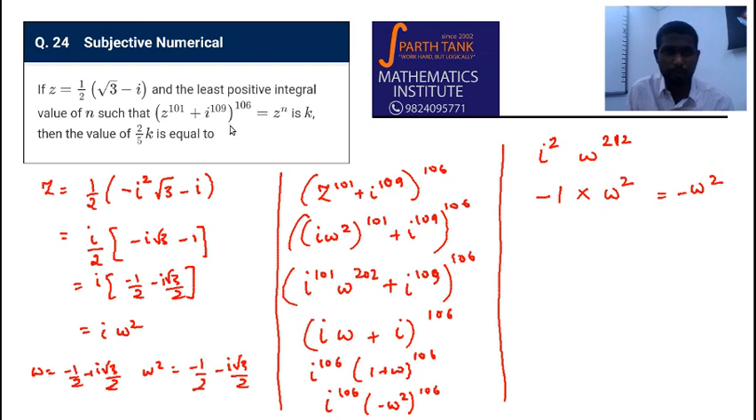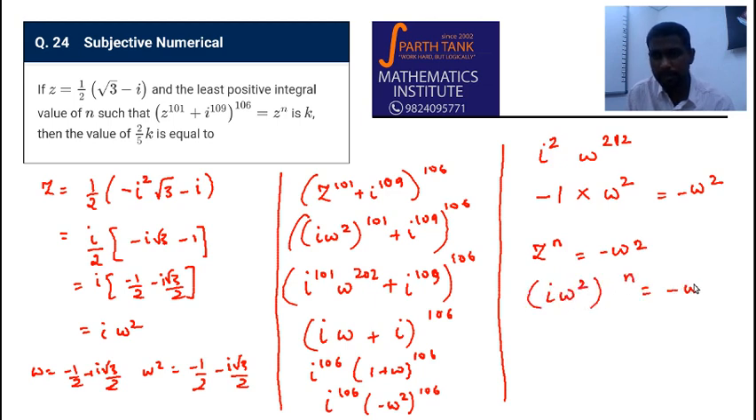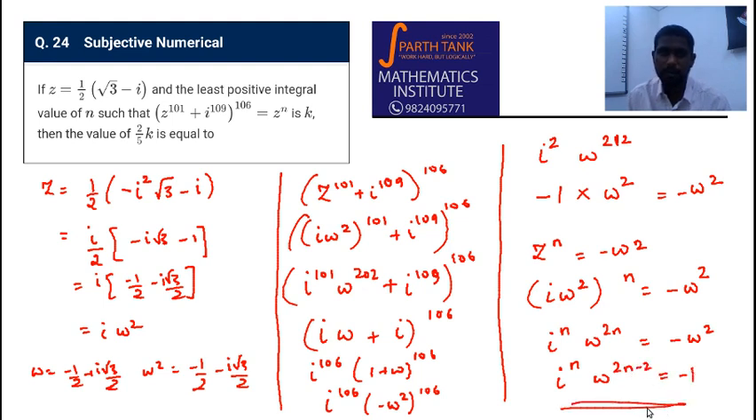Okay. So what we have is the left hand side is minus omega squared, the right hand side is z power n. So z power n is minus omega squared. Now z is, we know, i omega squared, power n is minus omega squared. So this should be i power n omega power 2n is equal to minus omega squared. If I bring the omega squared to this side, I get i to the power n omega to the power 2n minus 2 should be minus 1. Okay. This is possible only because omega can only be 1.